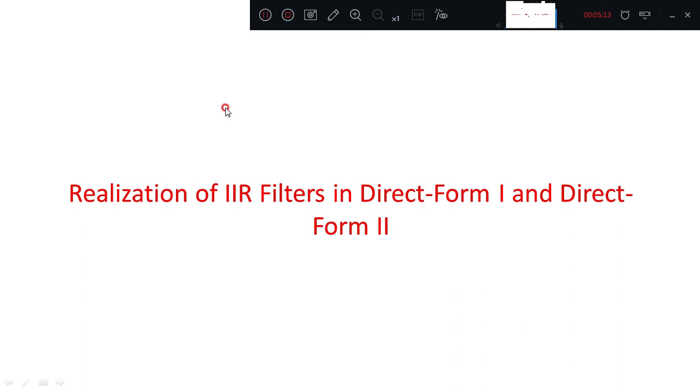In today's class, I will start my discussion with a very important topic from the examination point of view, that is the implementation or realization of IIR filters in direct form 1 and direct form 2. So here we have two types of realization: direct form 1 and direct form 2. They are very simple. The only thing you have to remember is the transfer function of the IIR filter.